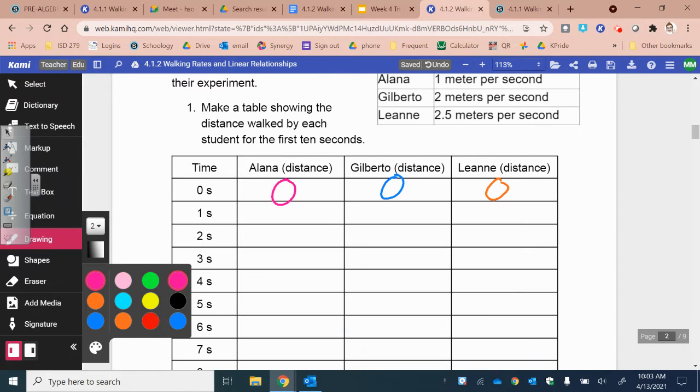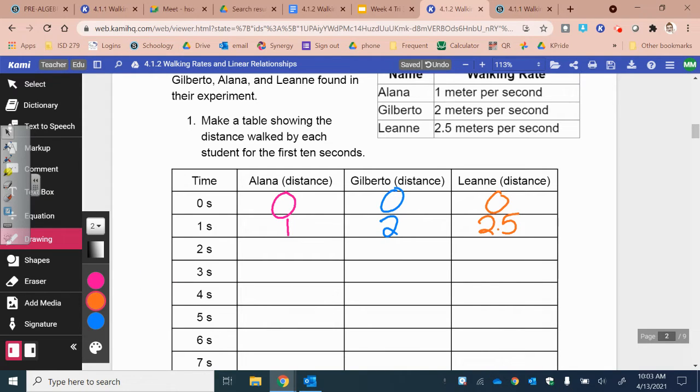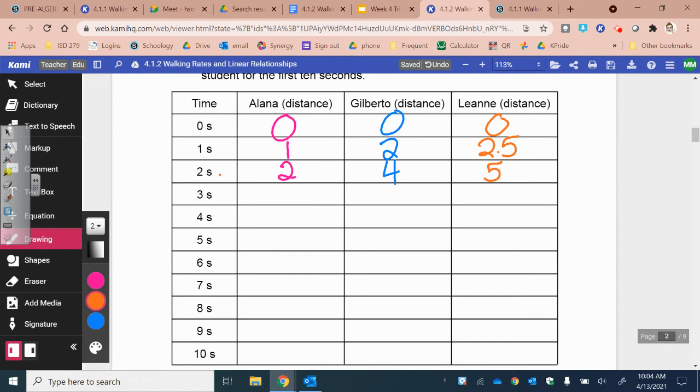In 1 second, though, it changes. So Alana will walk 1 meter in that second, but Gilberto will have walked 2, and Leanne will have walked 2.5. And then just to give us one more row, and then I'm going to let you guys go with it. Alana will have walked another meter, so that means 1 meter plus another meter, so we've got 2 meters. Gilberto will have walked 2 meters times 2 seconds, so that will be 4. And Leanne will have walked 2.5 times 2, which is 5. So we're adding on that same walking rate for every second, and you're going to fill in that table.